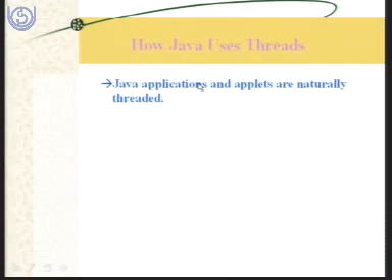Now let me see how Java uses multi-threading, that is, how you can create a thread in Java. Basically, in Java you can create a thread in two ways. One is by using the Thread class, and the other is by using an interface that has only one method, the Runnable interface.